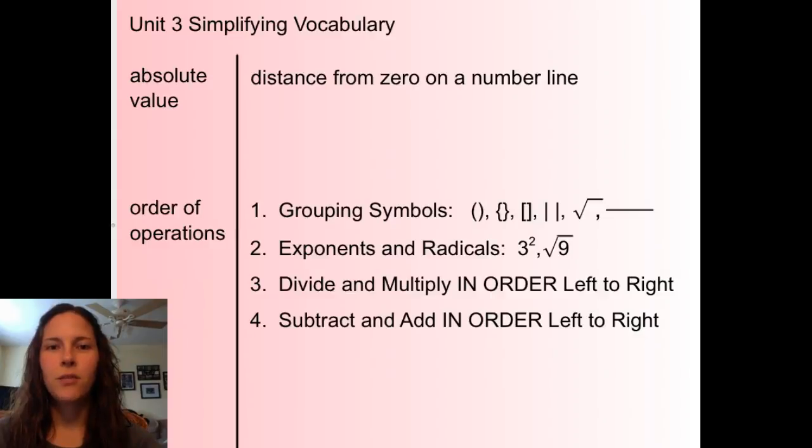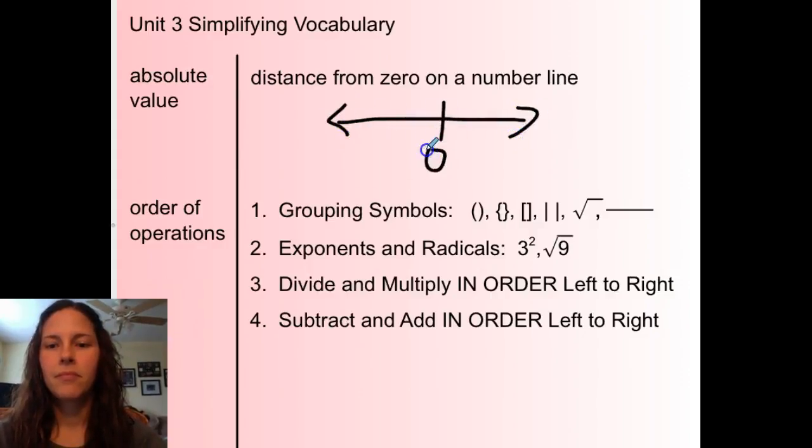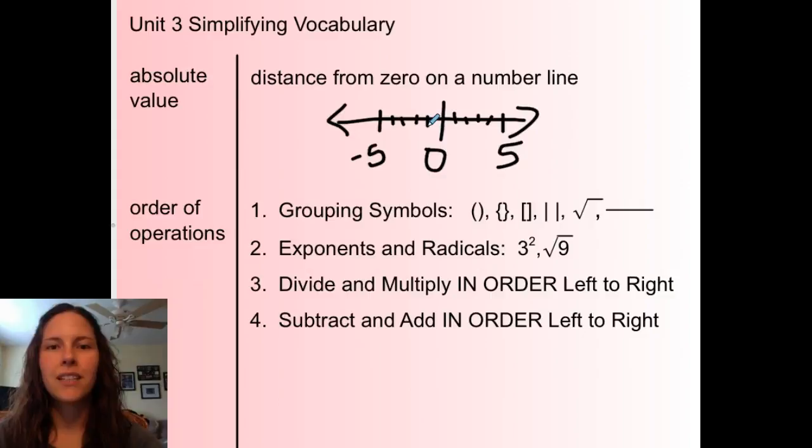In our simplifying unit, we're going to start off with a refresher of order of operations. Before we look at that, we're going to define what an absolute value is. Absolute value is distance from 0 on a number line. Thinking about the number 5, which is 5 units away from 0 on a number line, and the number -5, which is also 5 units away from 0 on a number line.